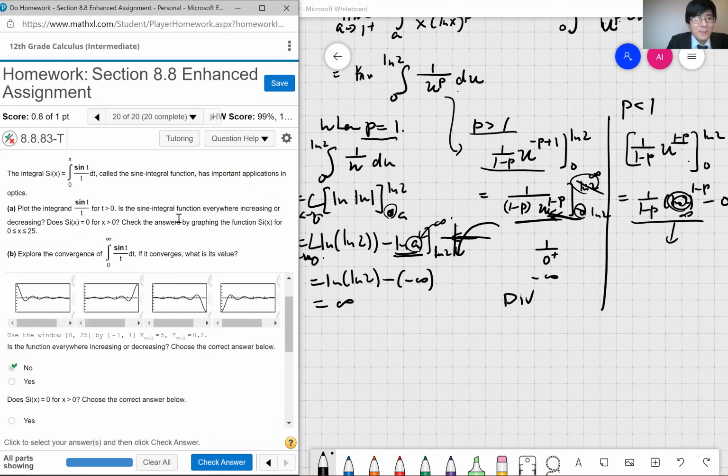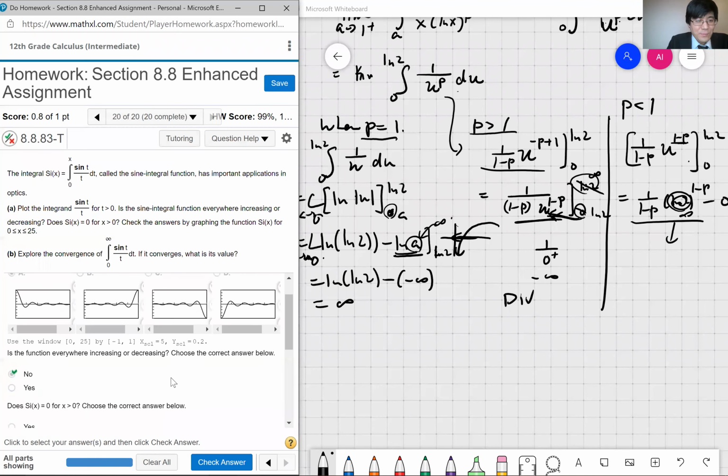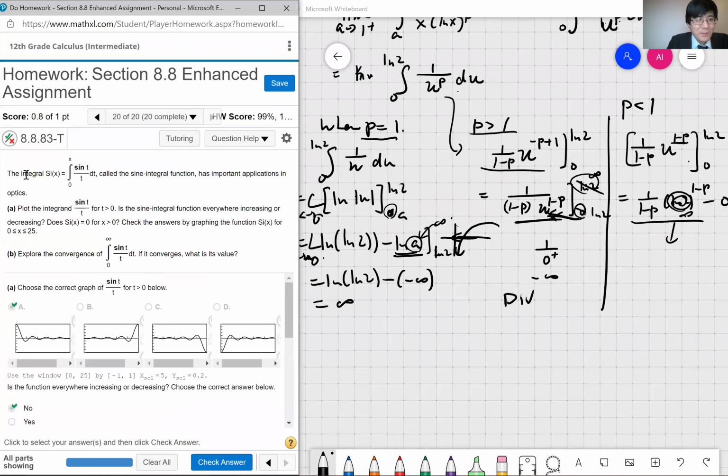Now number 20 is, you have some integral like this, which is sine t over t, from 0 through x. We cannot integrate this one using the techniques we have learned so far. So there's some symbol given here. This is called the sine integral function. And let's answer the questions.